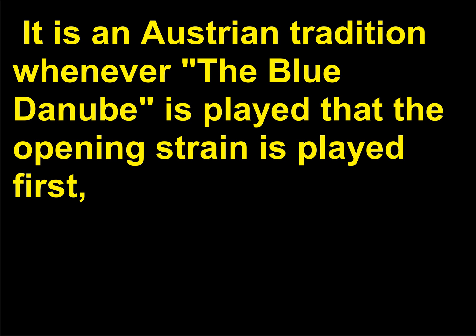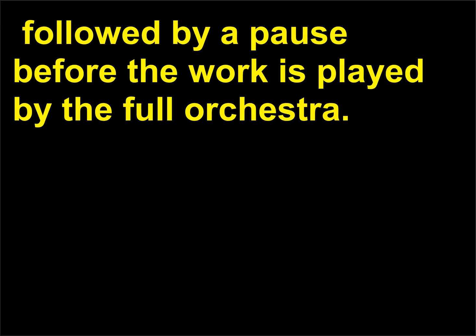It is an Austrian tradition whenever the Blue Danube is played that the opening strain is played first, followed by a pause before the work is played by the full orchestra. The pause is so that the audience may applaud.